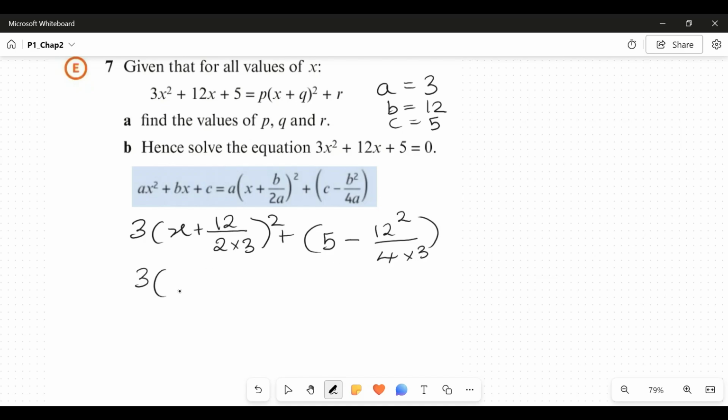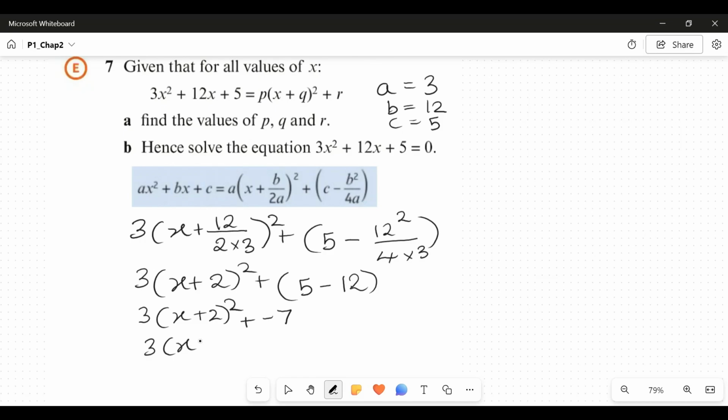So we have 3 x plus 12 divided by 6, which is 2, whole square, plus 5 minus 12 square. 12 square is 144. 144 divided by 4 times 3, which is 12, is just 12 again. So that's 5 minus 12. And we can simplify a bit more. So that's x plus 2 whole square plus 5 minus 12, which is minus 7. So plus minus 7, we can just write that as x plus 2 whole square minus 7.